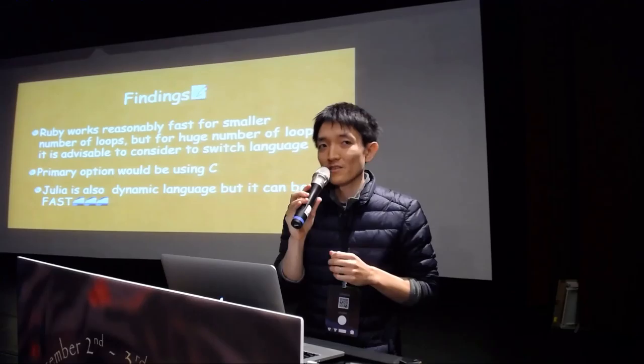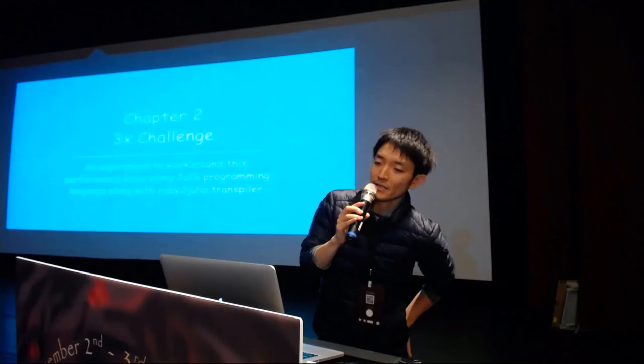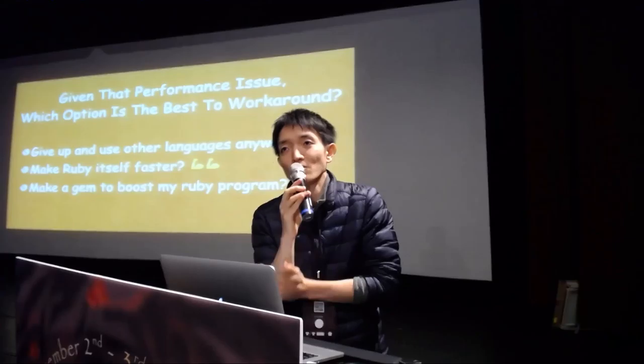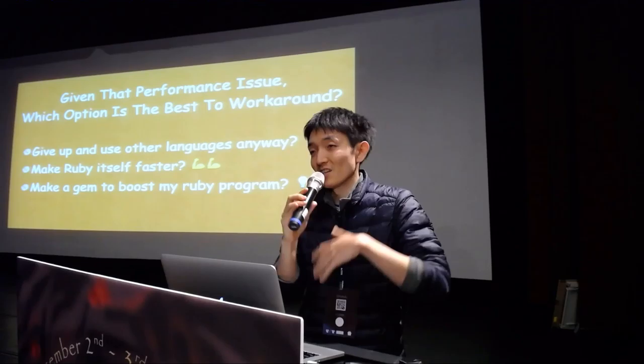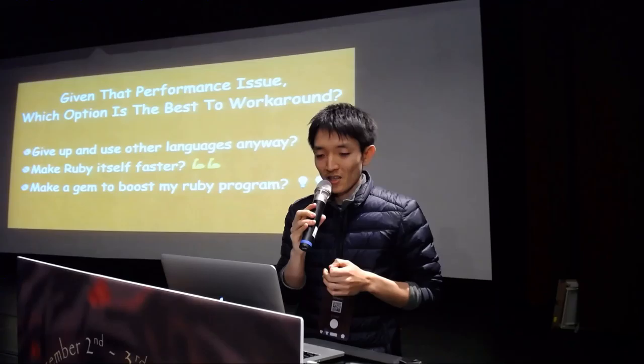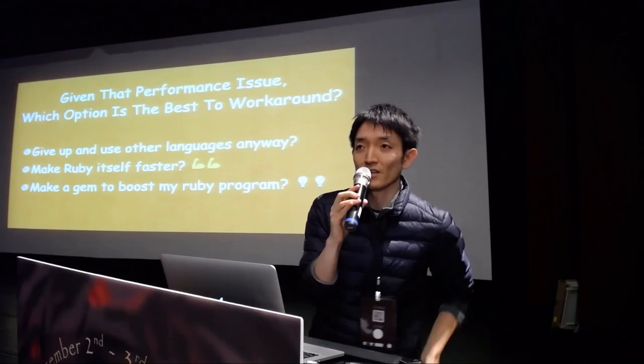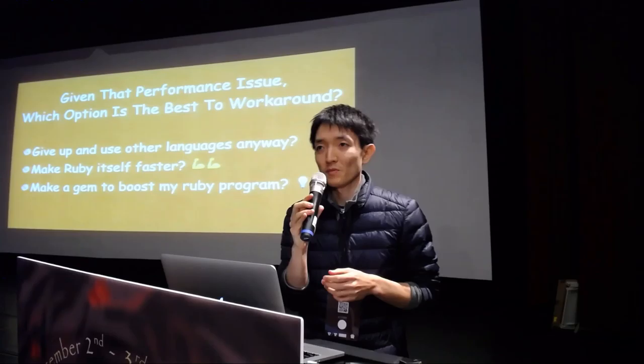Okay, chapter 2. So from that research, the challenge is this part. Given that performance issue, which option is the best to work around it? Three options. First, just give up on this issue and switch languages anyway. That's the really simple and quick option for you. It may work for you. The second option would be to make Ruby itself faster, which is really good for everyone. So if you are interested in this, then maybe you can do that. Or the third option is to make a gem to boost my Ruby program. That could be done. And the third option was my first option to do.